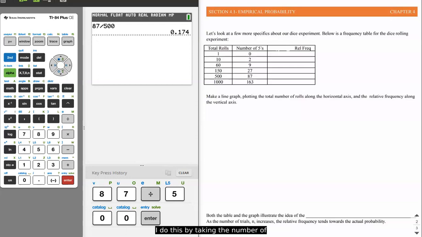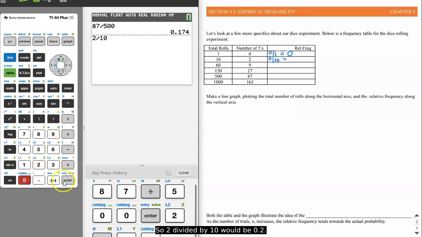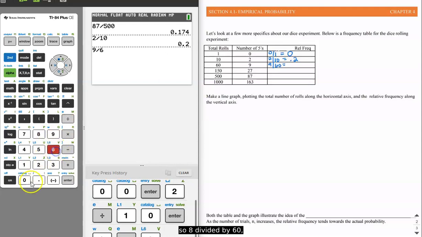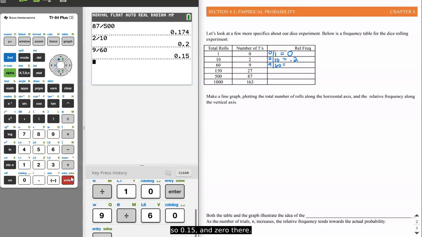I do this by taking the number of rolls as my denominator and the number of fives as my numerator. So I would take 0 divided by 1, which would just give me 0. I would do 2 divided by 10, which would be 0.2. Now I rolled 9 fives out of the 60. So 9 divided by 60 is 0.15.